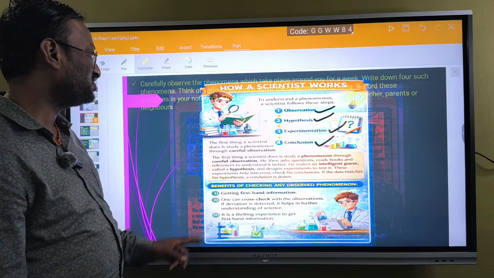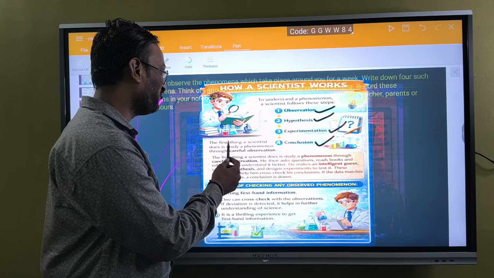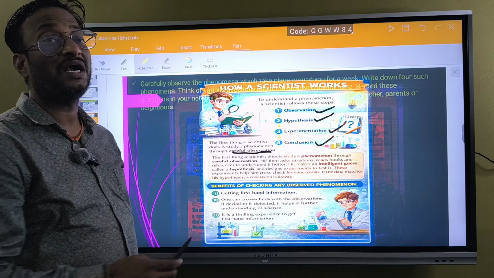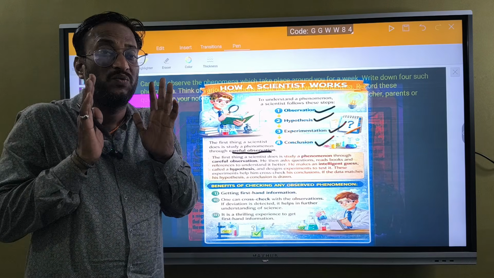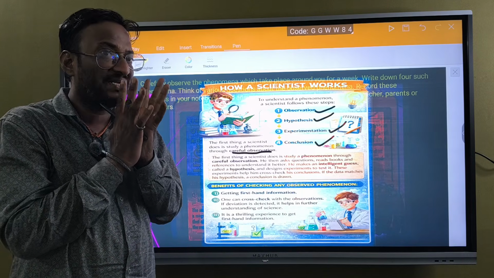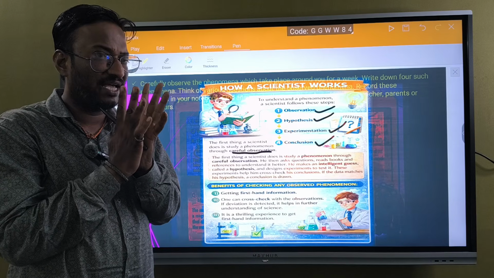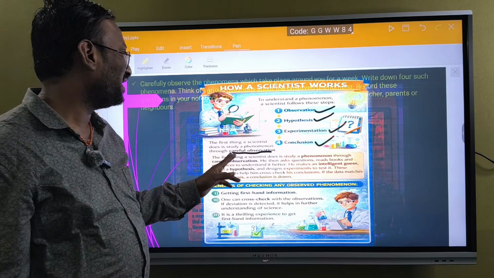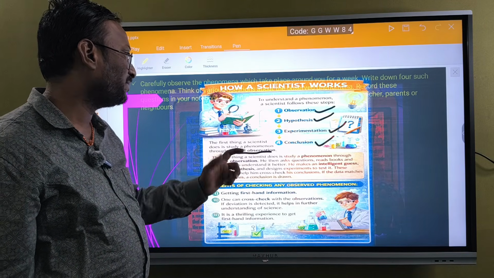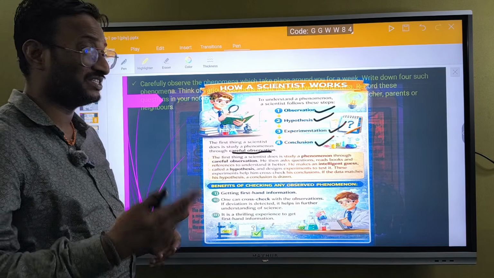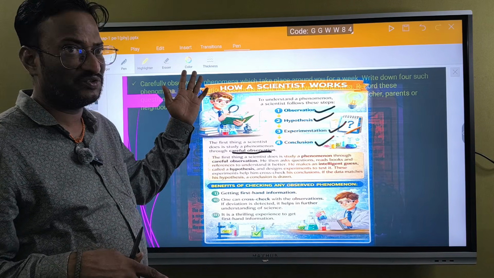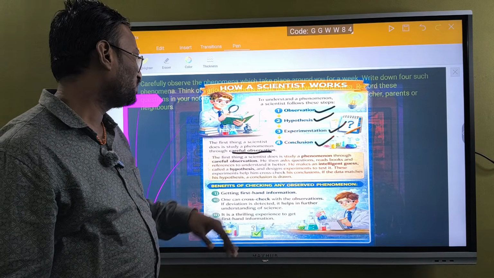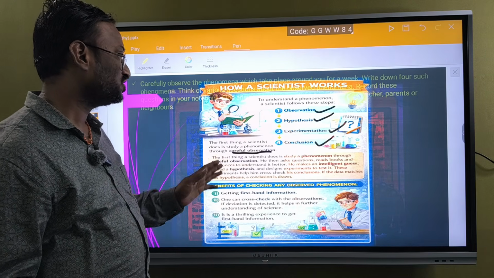The first thing the scientist does is study a phenomenon through careful observation. In order to do anything, first we have to observe carefully what is happening there. We have to observe very carefully, then only can we understand the concept. The first thing a scientist does is the study of a phenomenon called careful observation. He then asks questions. I already told you, the same thing which we repeated in the past slide. Read books about it and references to understand it better.